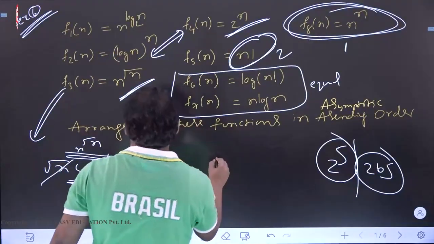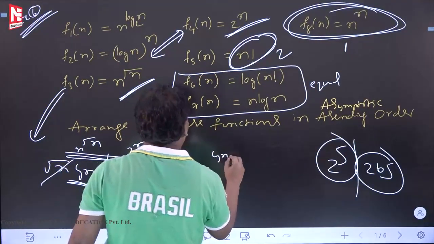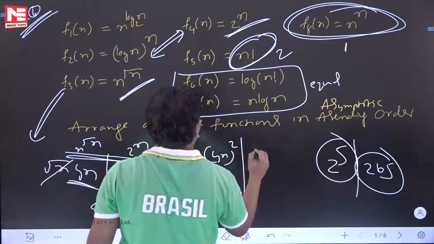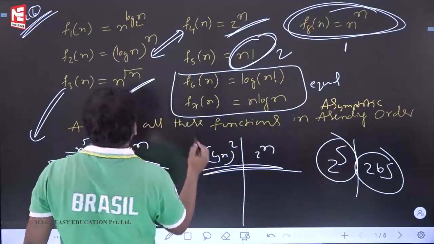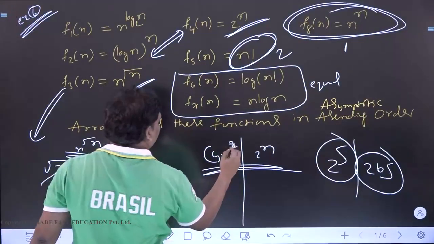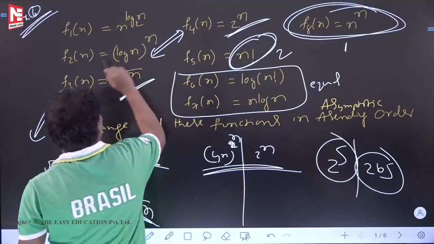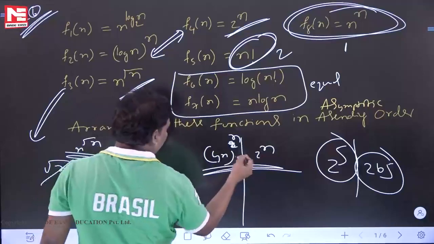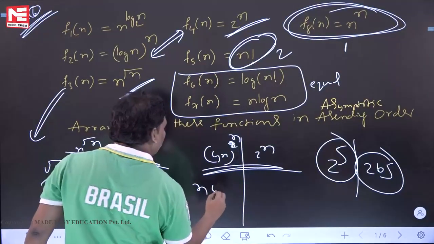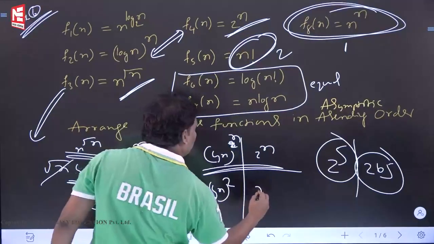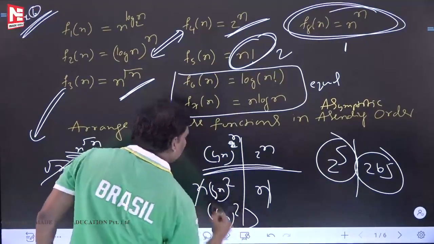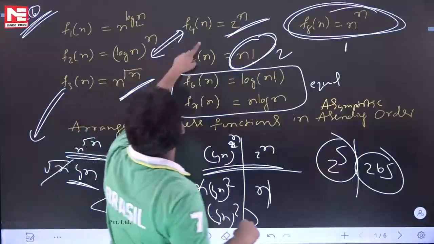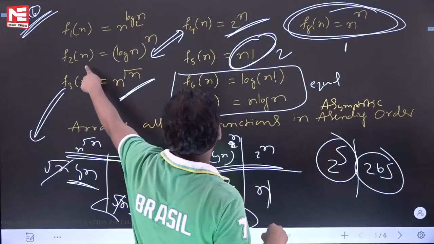Let me write now. f2, what is the f2? It is (log n) whole square. And this is 2 power n. Apply log on both sides. It is going to be (log n) whole power n. F2 is going to be (log n) whole power n, and the other is 2 power n. Now apply log on both sides. n into log n square here, this is going to be n. n cancels, it is the log n square. This is bigger. So, F4, F2 bigger.